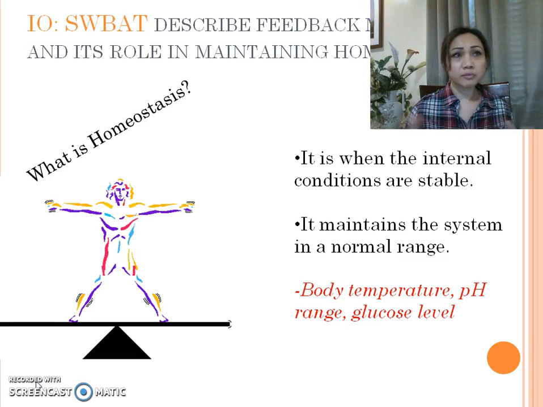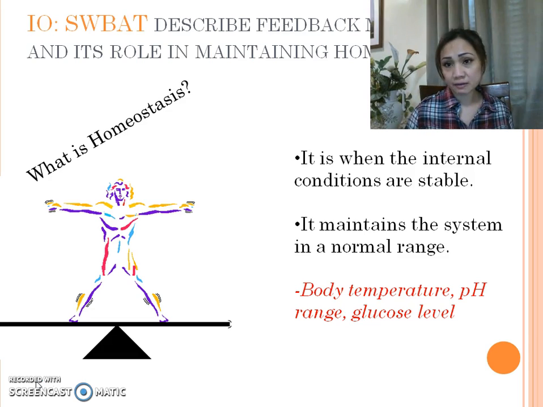Let's say the temperature outside is very hot or very cold. Inside our body, we are warm-blooded. So that means regardless of the changes or temperature variations on the outside, our body is able to keep that level of temperature that will keep us alive. That is homeostasis.